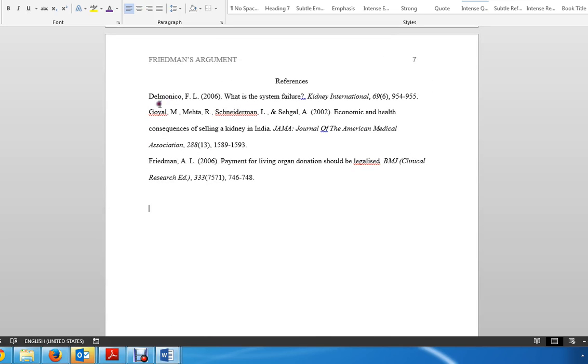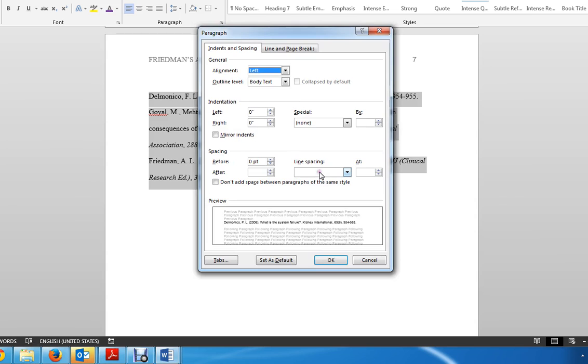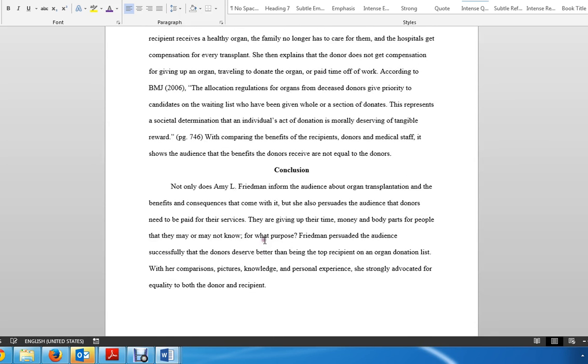And the problem with this is that you're supposed to have a hanging indent, which means that the first line of every entry is aligned to the left and every subsequent line in the entry is indented one tab. It's very easy to fix. You just highlight it, go to paragraph, indentation, hanging, hit OK, and it's fixed. And they need to be alphabetized, so they need to be in alphabetical order.